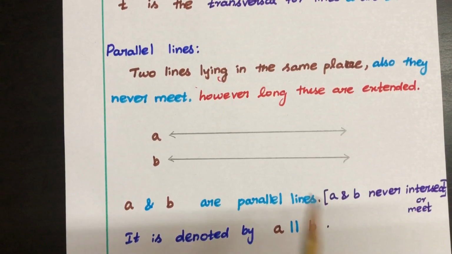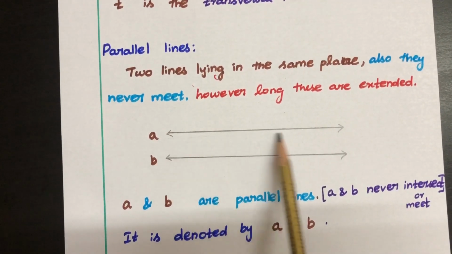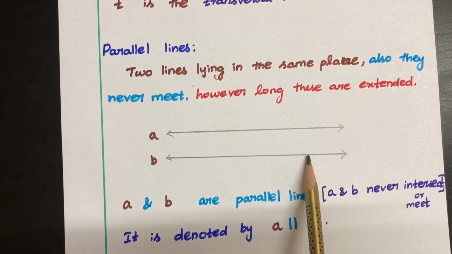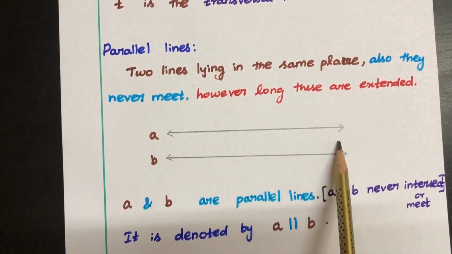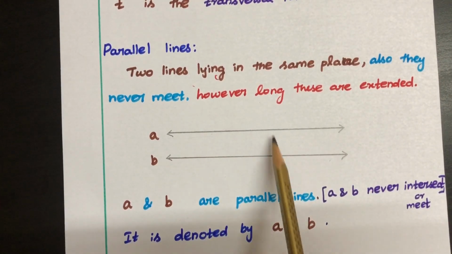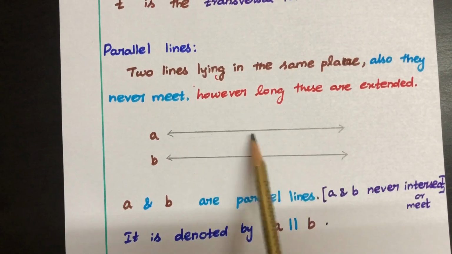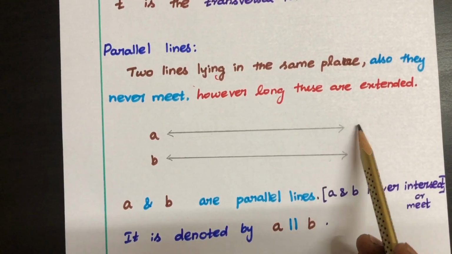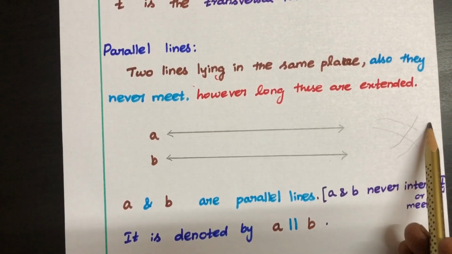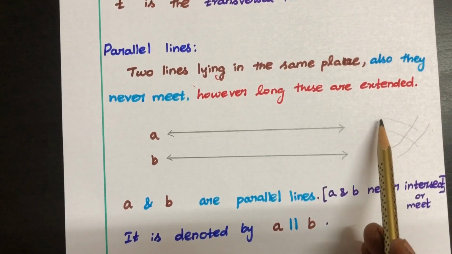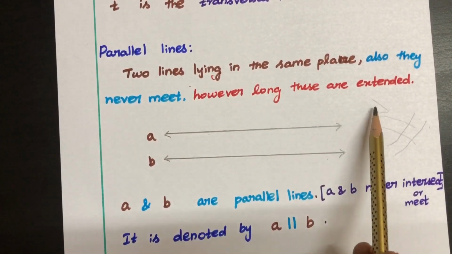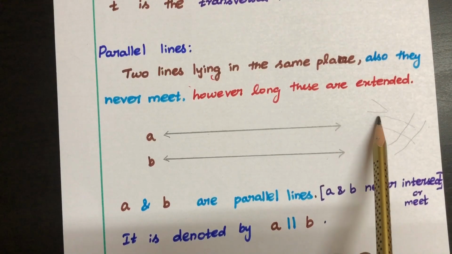Next, parallel lines. What are parallel lines? Two lines lying in the same plane that never meet, however long they are extended. In a railway track, the track lines never meet. That means the parallel track lines never meet. They will go just like that only. They may intersect with another track. They never meet. That is a very good example for parallel lines. That is not a line, it may be a curve, but you can take it as an example.